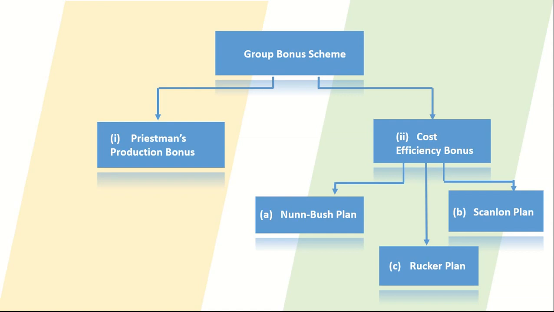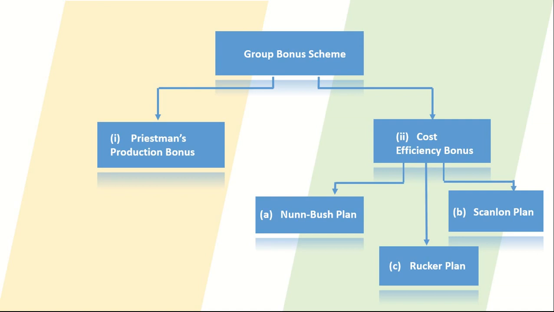A. Nunn-Bush plan. According to this plan, a norm for direct employee cost is fixed and expressed as a percentage of the sales value. The amount calculated at this percentage is credited to a fund. The actual employee cost is debited to this fund and the balance remaining to the credit of this fund is distributed as bonus to all the workers and employees.